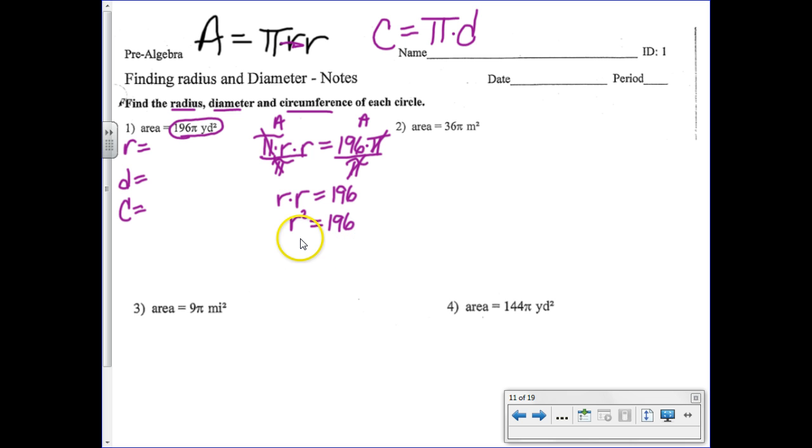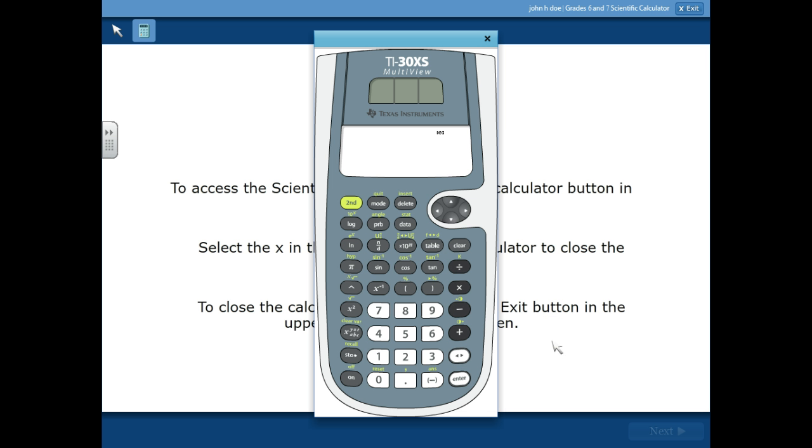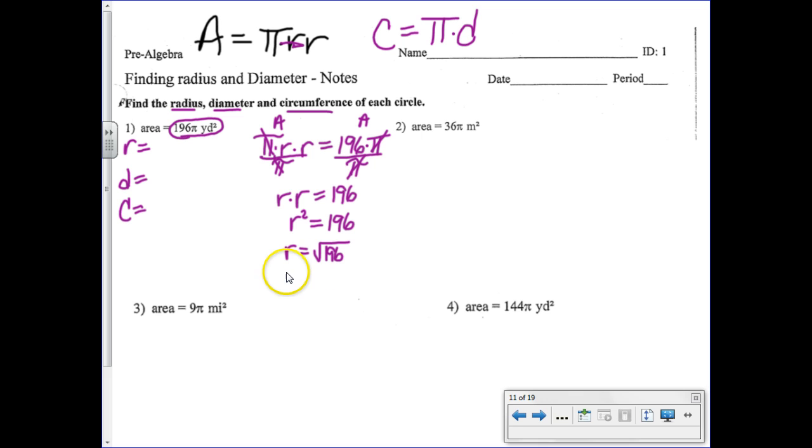To undo this, I don't do it with division. We have to take the square root of each side. R equals the square root of 196. All right, so now remember on your calculator, how do you take the square root of 196? Remember that the square root, or the radical function, is a second function under the x squared button. So press second and x squared, that will give you the radical symbol. Then type in 196 and then hit equals, and we discover, oh, that's exactly 14.